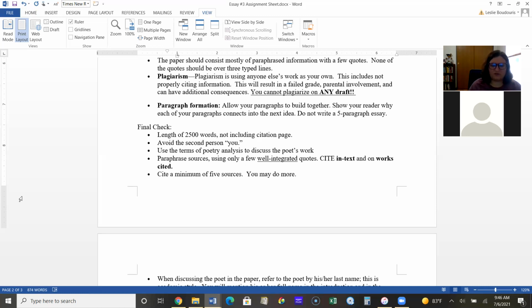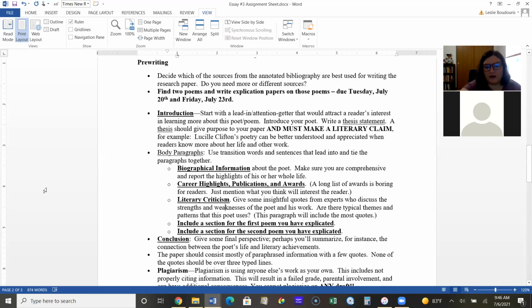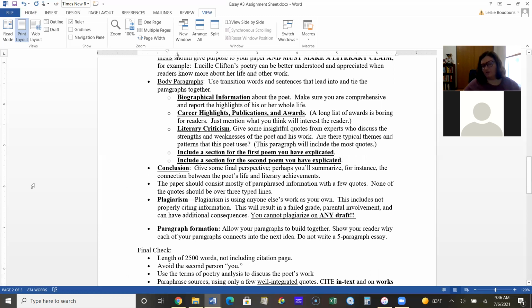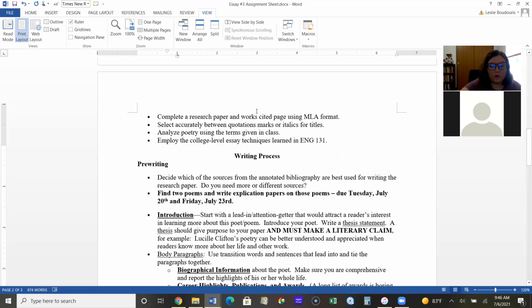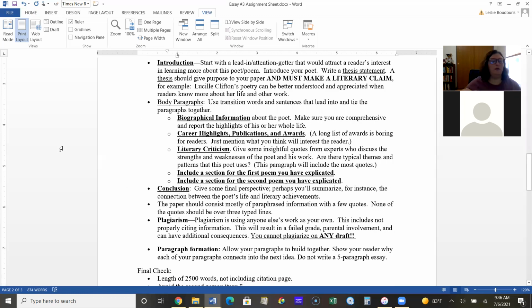Paraphrase sources, using only a few well-integrated quotes, so make sure your own voice is there. Cite in text and in the works cited, but if you are paraphrasing or summarizing something, you still need to cite. Cite a minimum of 5 sources, but of course, if you have a lot more information, you definitely can use more. That's just the minimum, okay? So hopefully this makes it understandable, what you're doing.